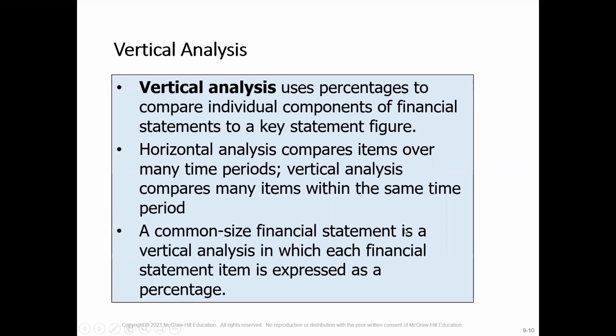Okay, so vertical analysis, we're comparing elements of the financial statements within themselves. So horizontal analysis, we're looking at one period to another. Vertical analysis, we're comparing within one period. So our cost of goods sold, what percentage is that of our total sales? Wages, what percentage is that of our total sales? So we would use more of what's called a common size financial statement.